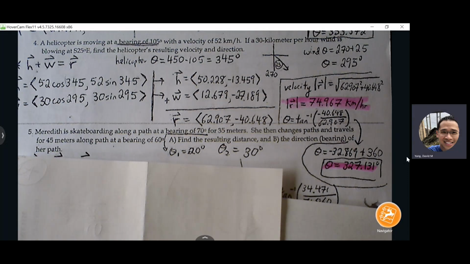Number five, we have two different legs of this upper path. So we have vector one that's described. We have vector two that's described. And I'll add those two and we get our resulting vector.